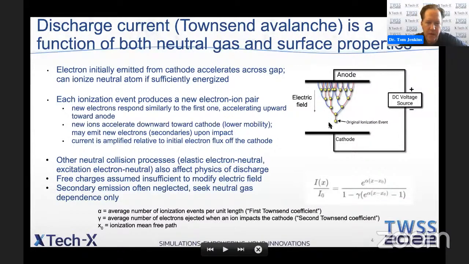And there's an underlying assumption here that we never get quite enough charge to modify the electric field. So that's just imposed. And sometimes we forget about the secondary emission as well and just concentrate on the ionization process itself. But Townsend summed this all up in this equation here, which is the ratio of the current that you actually get to the current you started with. It's some complicated function of the ionization mean free path x naught, and then these Townsend coefficients alpha and gamma, which have to do respectively with how many ionization events we make per unit length and how many electrons we make when we hit the cathode.